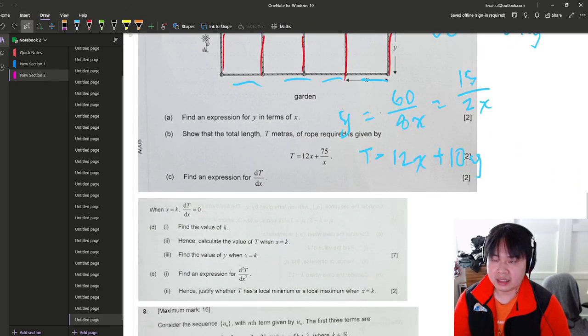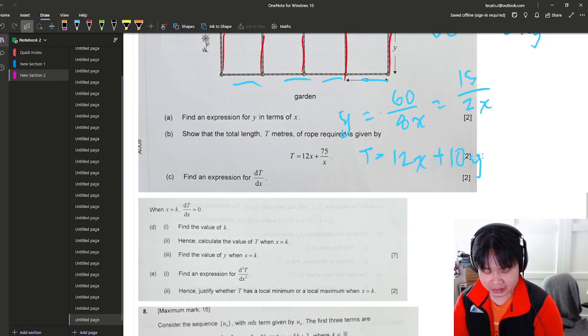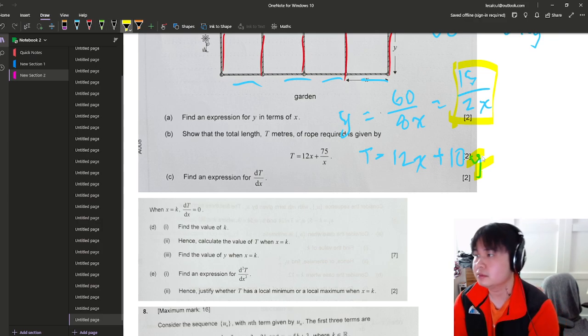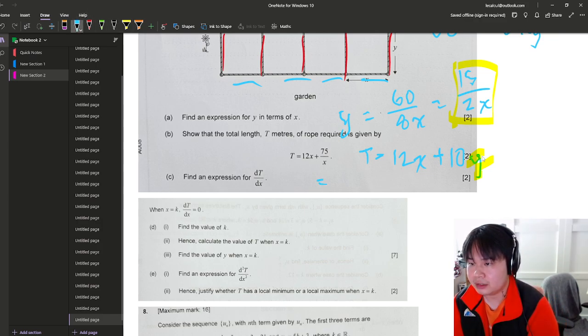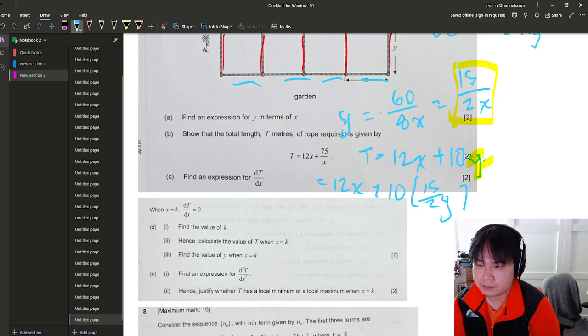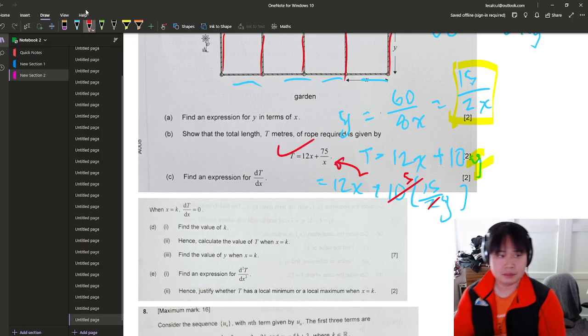And then we are going to get rid of the y's using part A. We know what y's are in terms of x, so we're going to just do a little substitution here, right? Y's we can replace with this thing. So then we get 12x plus 10 times 15 over 2x. And then we can simplify this. 10 divided by 2 is 5. And then 5 times 15 is 75 right here. And then this turns into this. Done. Okay.